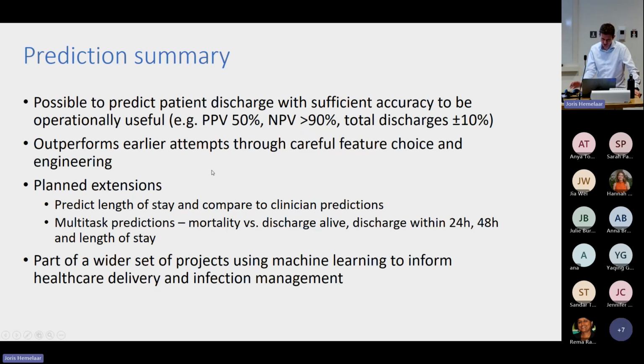So it's possible to predict discharge with sufficient accuracy that this might actually be operationally useful. And this outperforms most earlier attempts at this, probably because of careful feature choice and feature engineering. We'd like to extend this to predict length of stay, and to predict multiple things at once, whether people leave the hospital having died or alive, and also discharge at different intervals. It's part of a much wider series of projects using machine learning to inform healthcare delivery, which I haven't talked about today, but I'm happy to talk to people afterwards if you're interested.